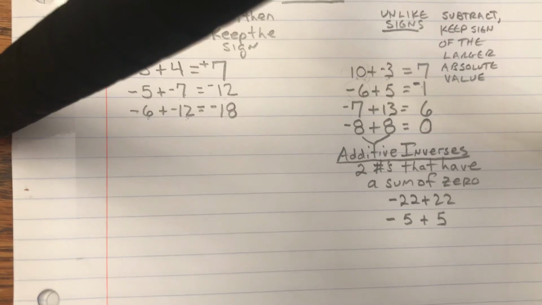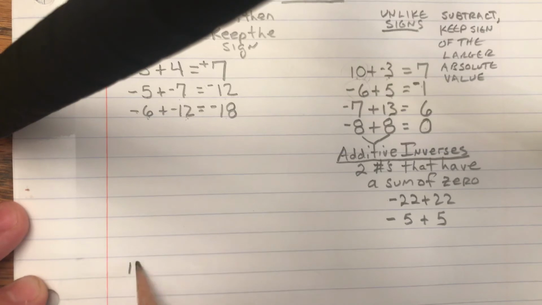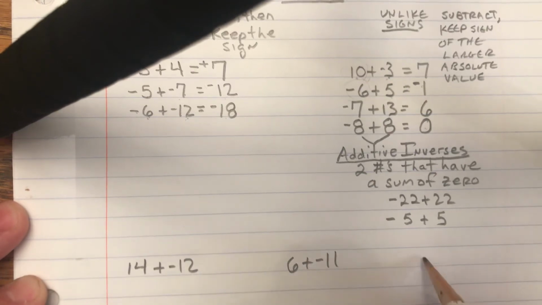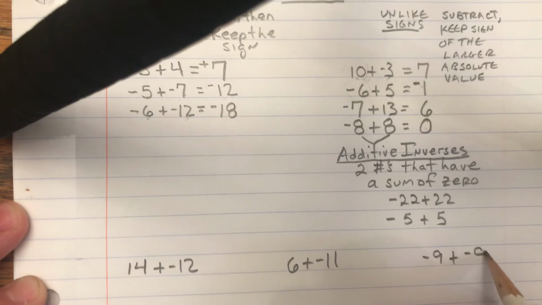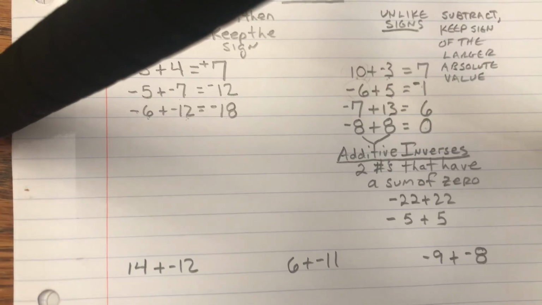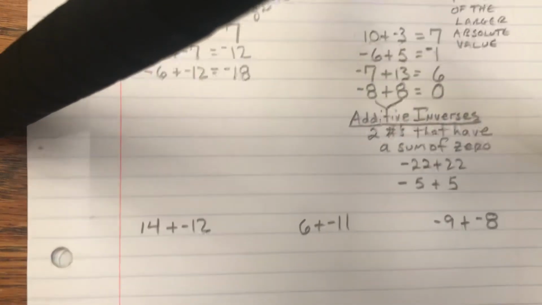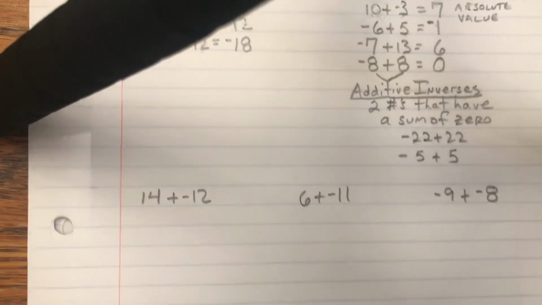Okay, now I'm going to give you 3 example problems, and then you can pause the video and do them by yourself. The 3 problems I'm going to give you are 14 plus -12, 6 plus -11, and -9 plus -8. Pause the video now. Okay, I hope you used the rules. I'm going to follow along with the rules here.